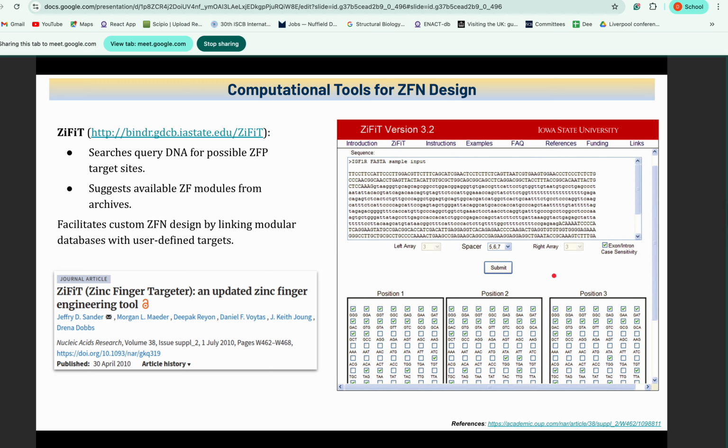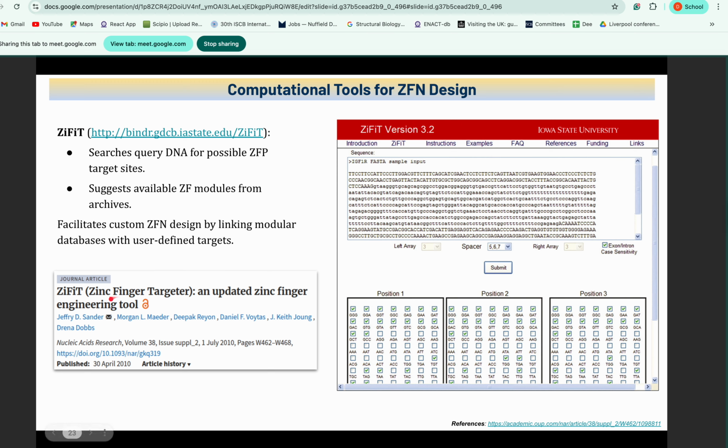In the result, it will tell me where the sites are where the zinc fingers can bind. For example, in this DNA there is some gene where I want the zinc fingers to bind, so I can see which sites are available for binding. In that way, we can design particular zinc fingers to target that specific site. It suggests available zinc finger modules from the archives, and it facilitates custom zinc finger nuclease design by linking modular databases with user-defined targets. Because we are defining the target, the region where we want the zinc fingers to bind.